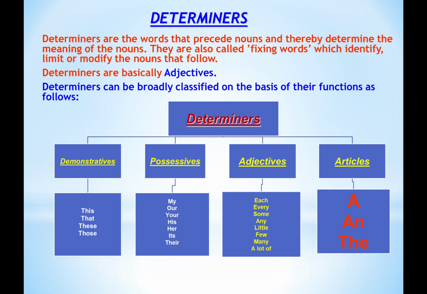Determiners can be broadly classified on the basis of their functions. So determiners are broadly of four types. Demonstrative determiners: this, that, these, those. This was in the case of pronoun also, and again adjective also. Possessive: my, our, your, his, her, its, and their. This was also in the case of pronoun and adjective. Then adjectives: each, every, some, any, little, few, many, a lot of, and the articles a and the.